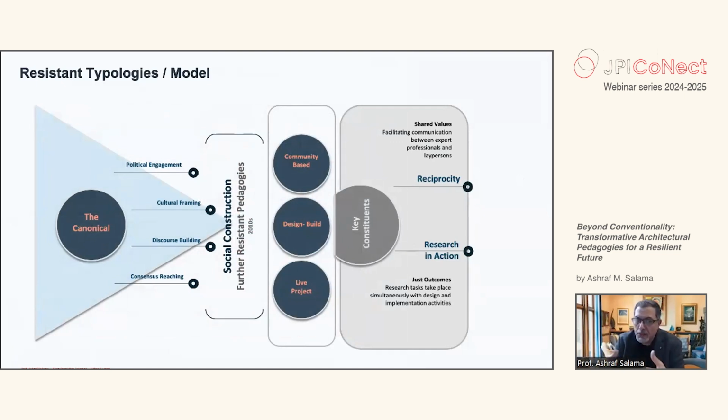Transformative pedagogy is part of it, which is all about reciprocity, the community and the designers. The community and the designers here means the students. It's about dialogue, it's about give and take, basically negotiation, and then engaging with research, but seeing that process as a research in action process or action research process. So this was during the past 20 years.